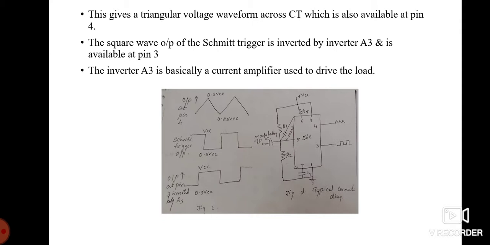The square wave output of the Schmitt trigger is inverted by the inverter A2 and A3 and is available at pin 3. Here the last graph gives the output of the inverter A3, which is basically a current amplifier used to drive the load.